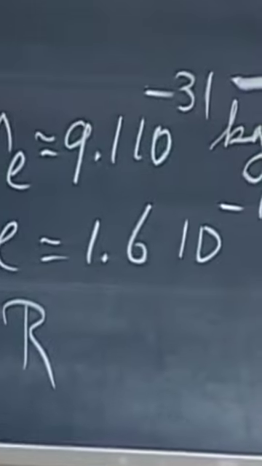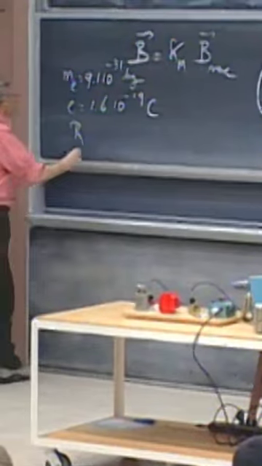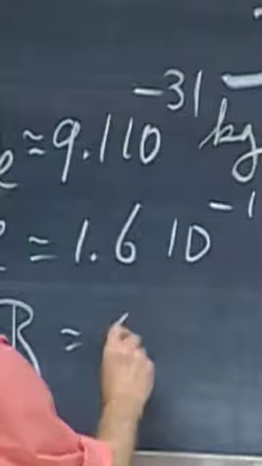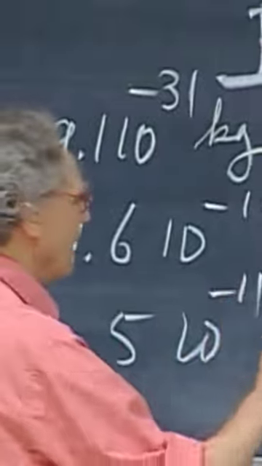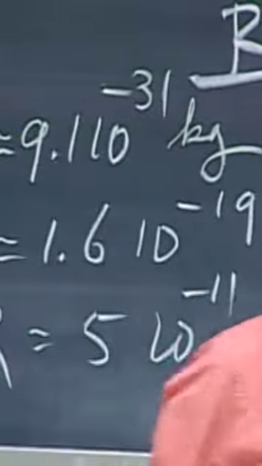Hydrogen atom, it's often called the Bohr radius, by the way, is approximately 5 times 10 to the minus 11 meters. We're going to need these numbers. That's why I write them down for you.